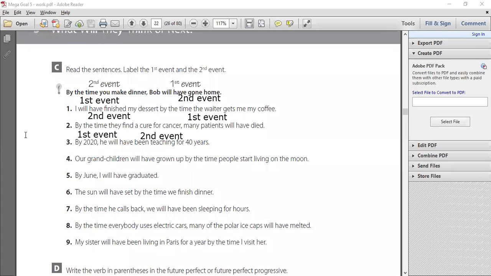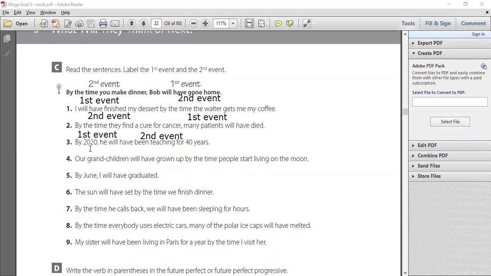Okay, so here we chose by 2020 as the first event, because if I said that he has been teaching before 2020, why is this not the first event? No, he has been teaching before 2020, but he didn't complete teaching for 40 years. When is he going to complete 40 years in teaching? When the year 2020 has come.